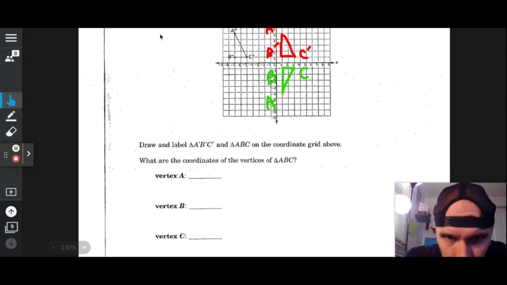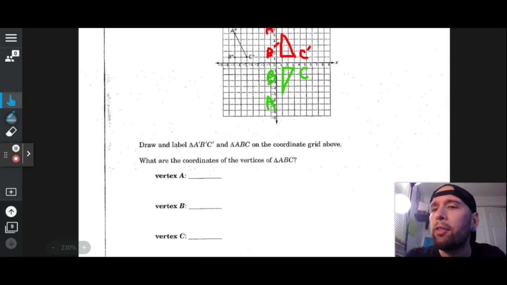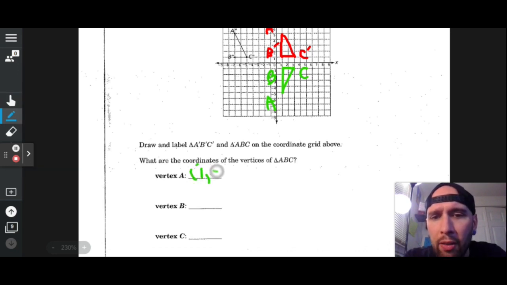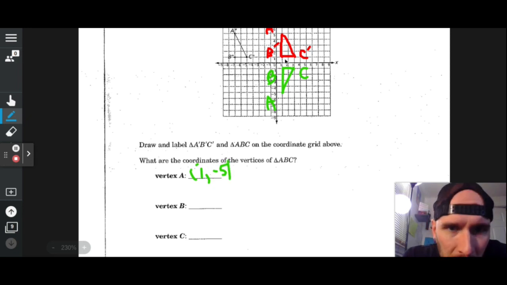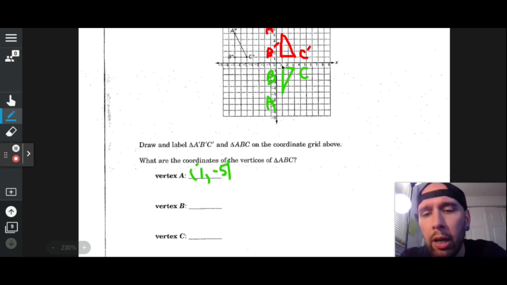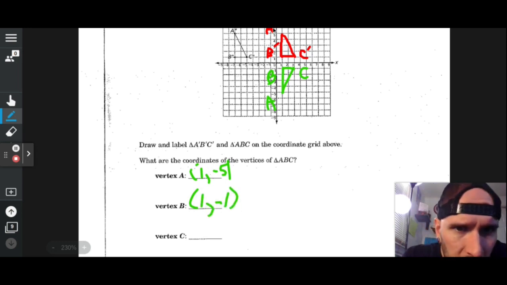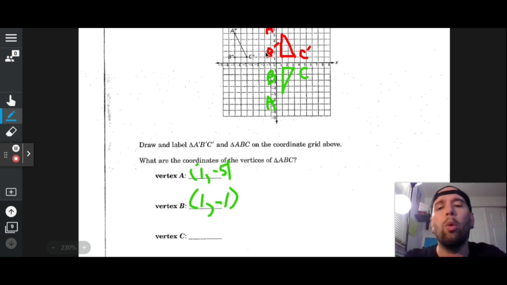Well, A appears to be right 1, down 5. So A is right 1, which is positive 1. Down 5 is negative 5. B is right 1, down 1. Right 1, positive 1. Down 1, negative 1. And C appears to be right 3, down 1, which is positive 3, negative 1.